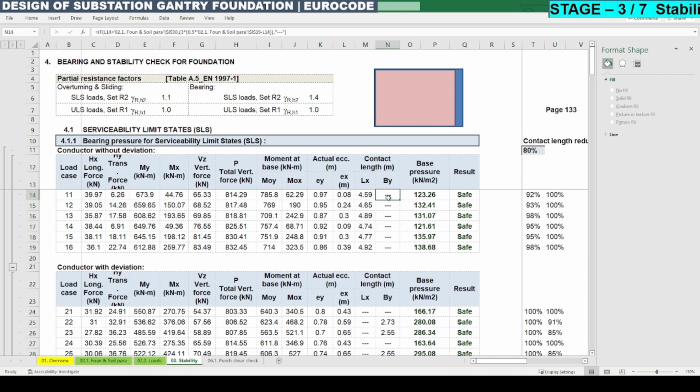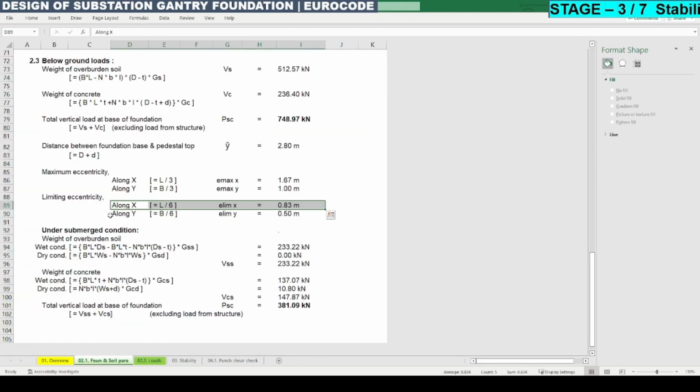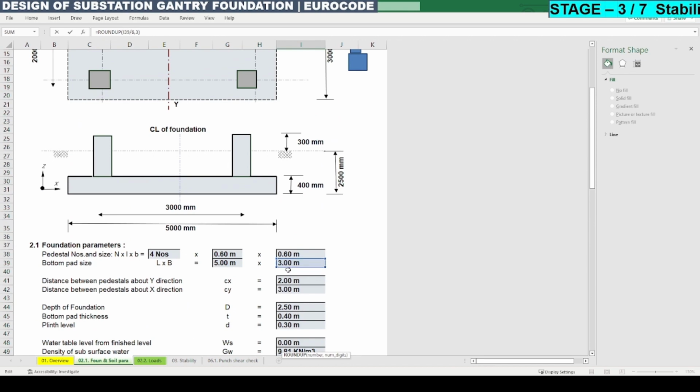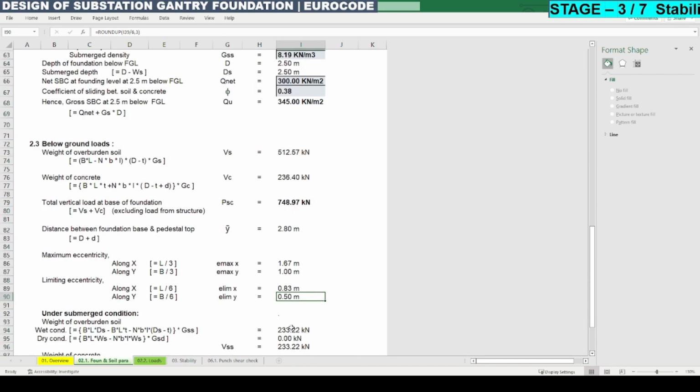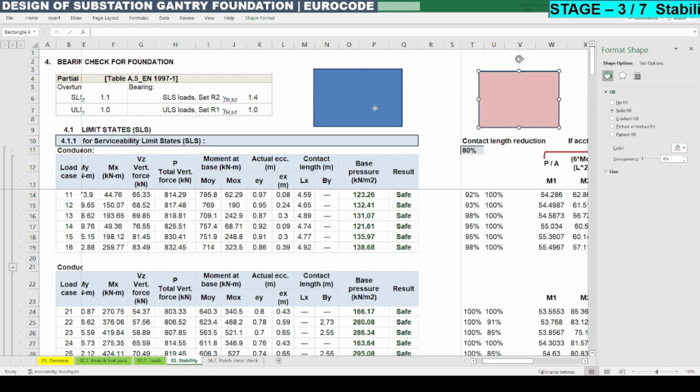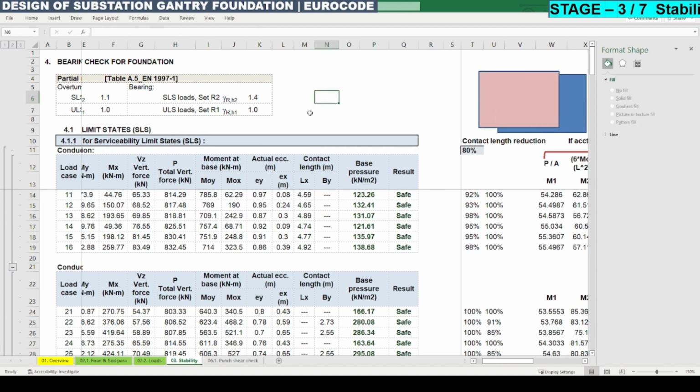But in the case of the breadth direction, it is 0.08 for this case number 11. So if you look along y, B by 6, we have considered 3 meter here. 3 meter by 6 is 0.5 meter, which is greater than the actual eccentricity. So there is no reduction in contact length, or there is no change in the contact length. So let me look at how the calculation has been done.